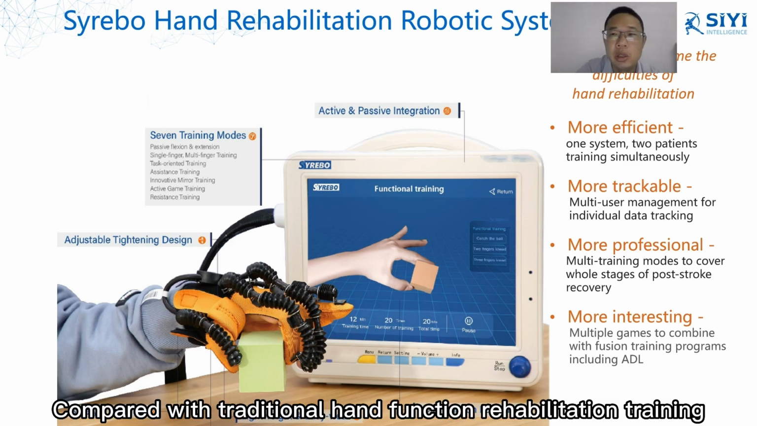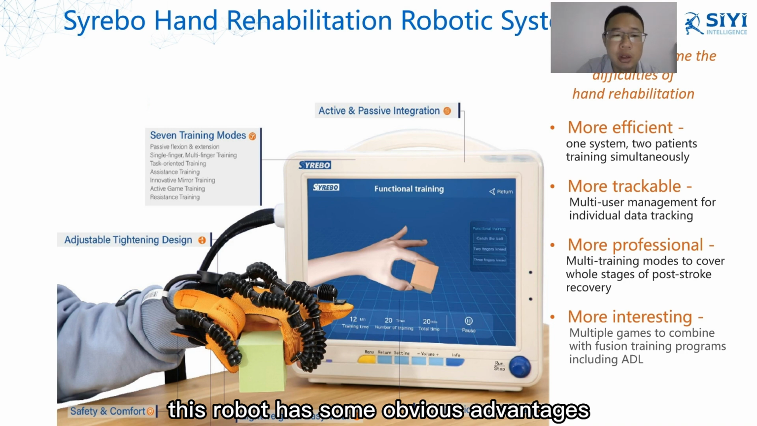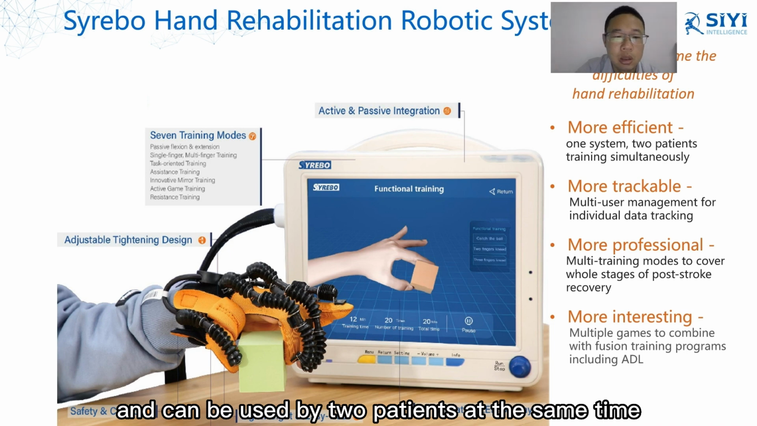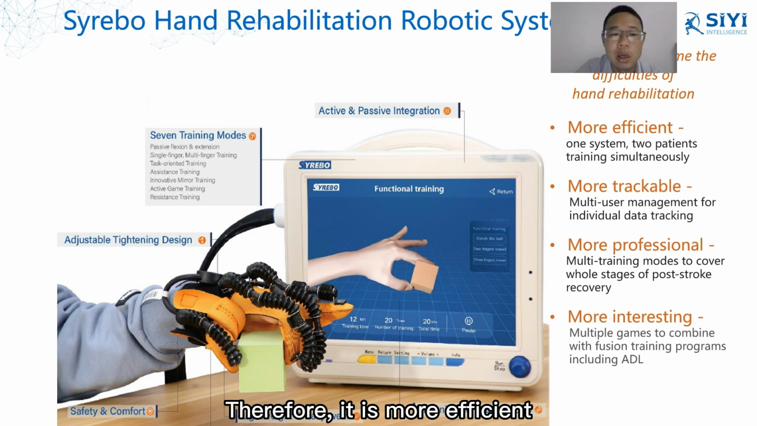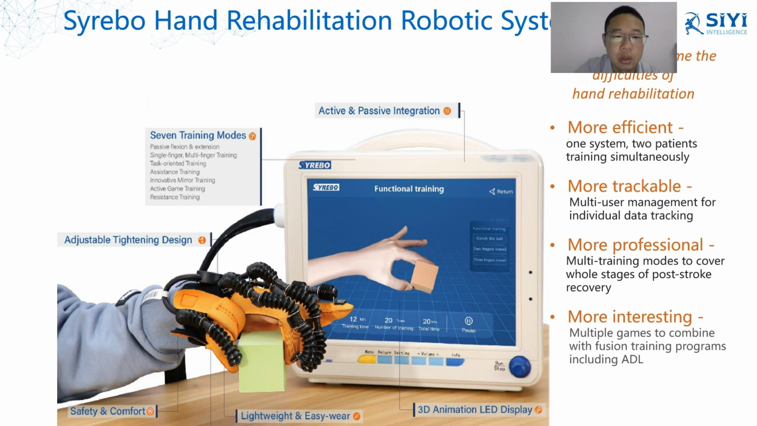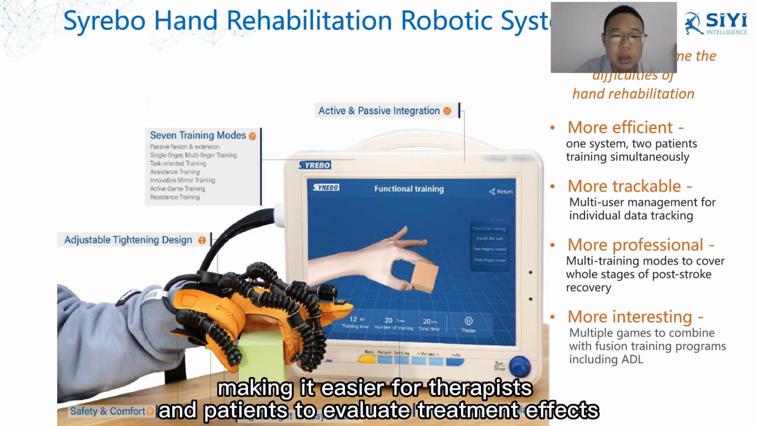Compared with traditional hand function rehabilitation training, this robot has some obvious advantages. First, it can replace repetitive manual exercise done by the therapist and can be used by two patients at the same time. Therefore, it is more efficient. Second, it can record and trace the assessment and training data of each patient, making it easier for the therapist and the patients to evaluate treatment effects.